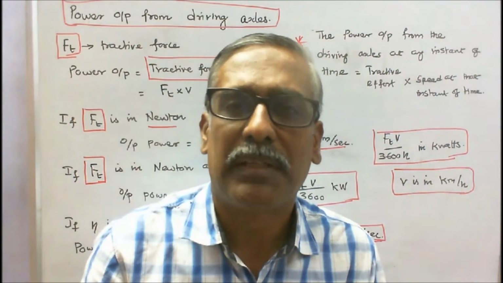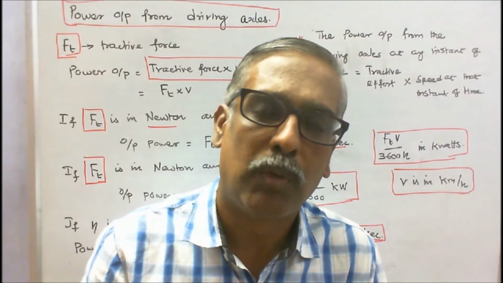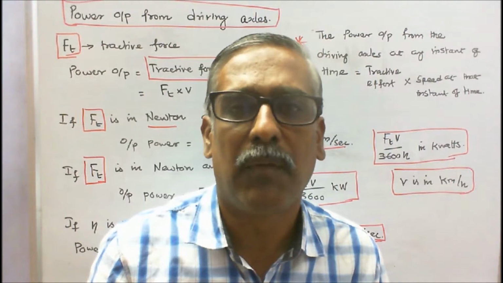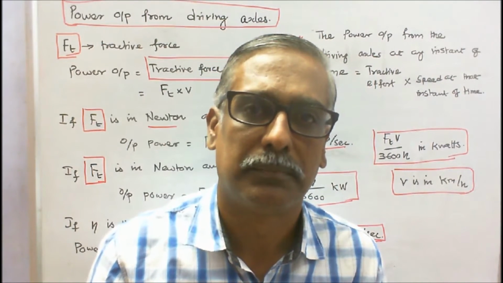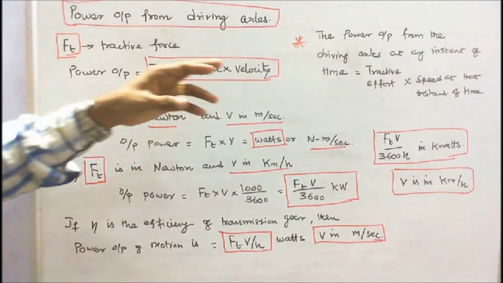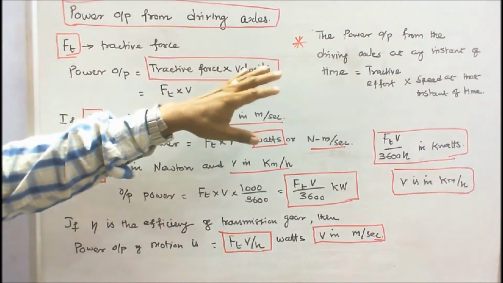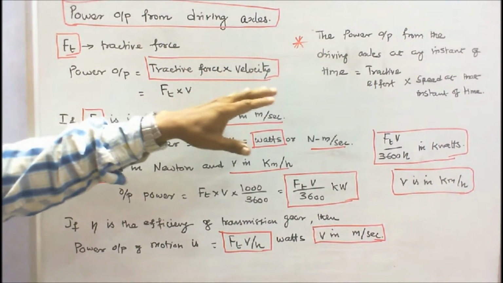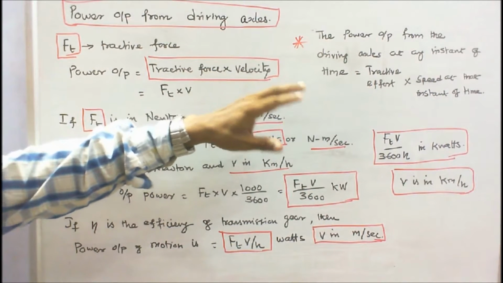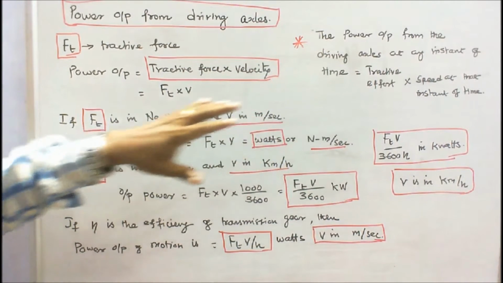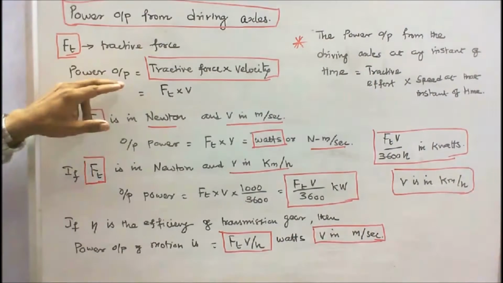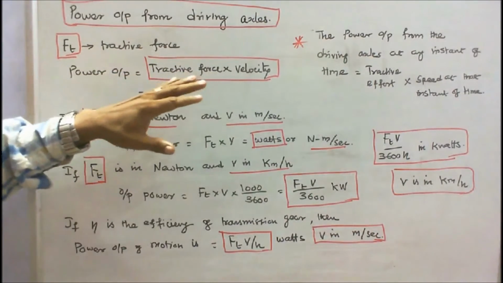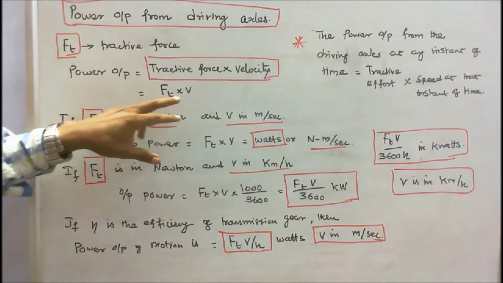In this class we discuss power output from driving axles, and we will work out some simple problems in traction. The power output from the driving axles at any instant of time is equal to the tractive effort times the speed at that instant of time. Ft is the tractive force. Power output is equal to tractive force times velocity, that is Ft into V.